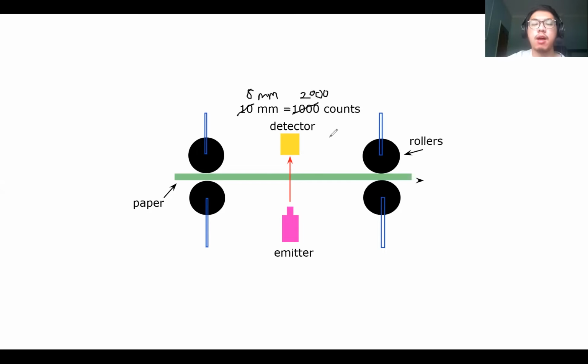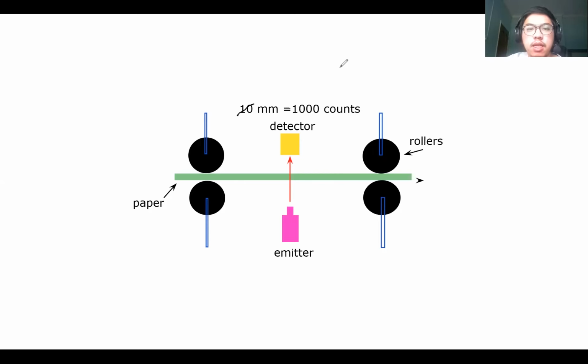The system knows that the radiation count should be 1000, but once the system detects that there's a lot more radiation than normal, that means the paper must be thinner. So the system will detect that, correct it, and roll the paper to make sure it's thicker. So that's the case when the paper is thinner than normal.